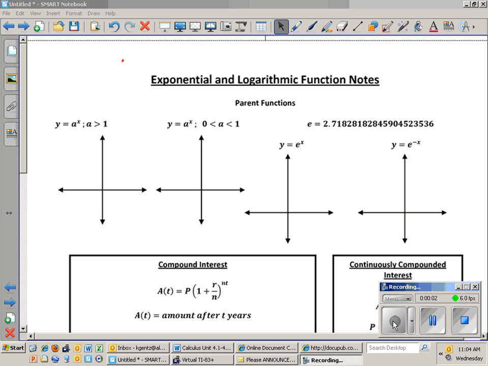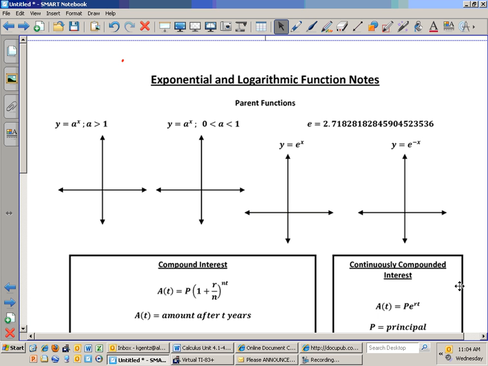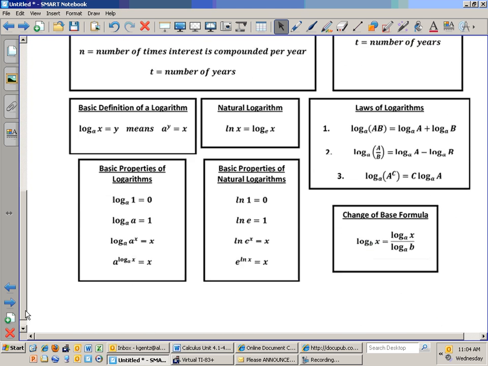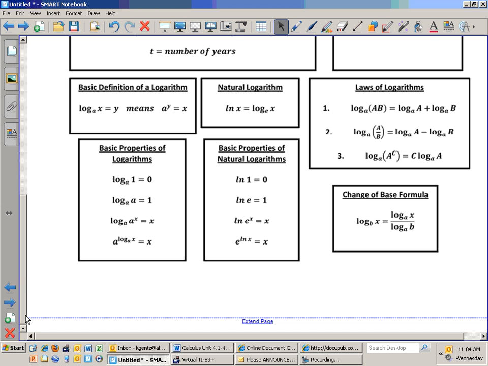Okay, boys and girls, please look at the sheet I just gave to you. If you look at this side, it says exponential and logarithmic function notes. This set of notes is going to be pretty important to you. I want you to keep this out with you throughout the entire chapter that we go through.